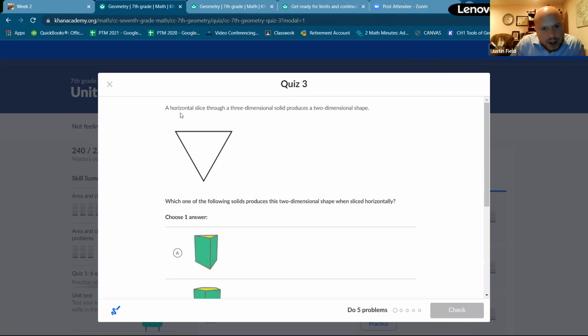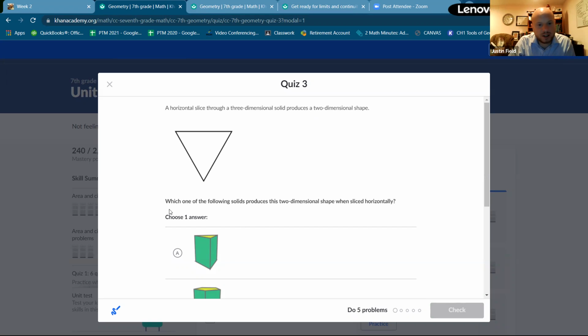All right. A horizontal slice through a three-dimensional solid produces a two-dimensional shape. That's called a cross section. So if you think about a cylinder, like, I'm a dad, what's your superpower mug here? It's a cylinder. And if I cut it right here, or if I just look at the top, it's a circle. That's called a cross section.